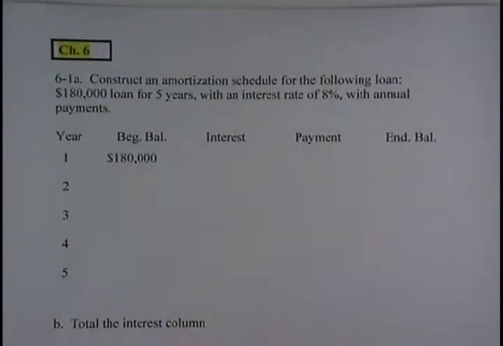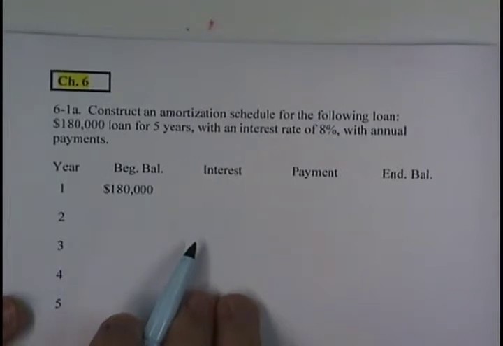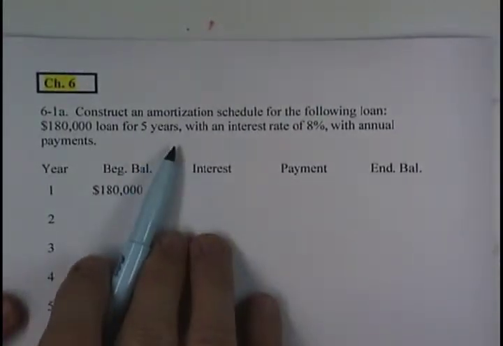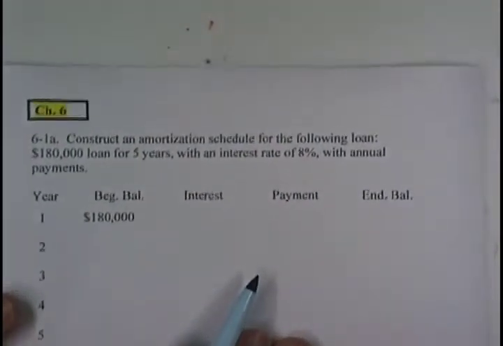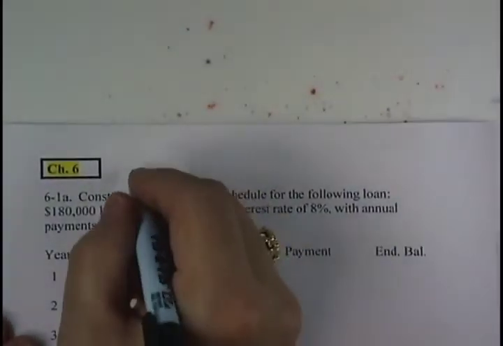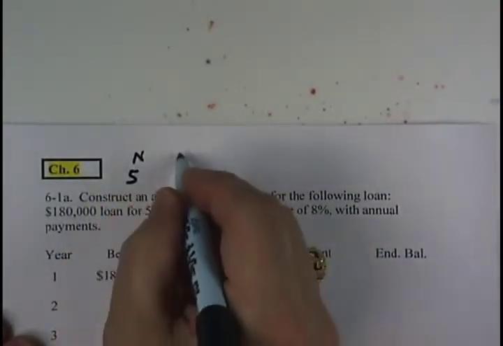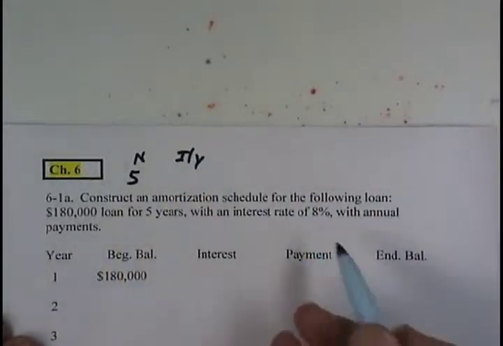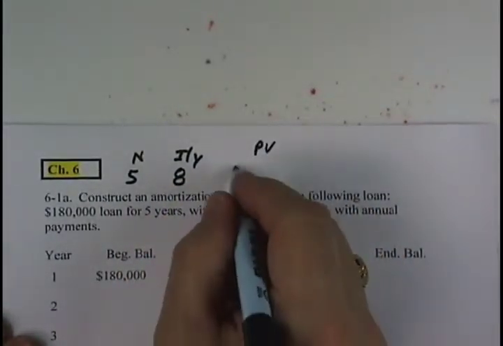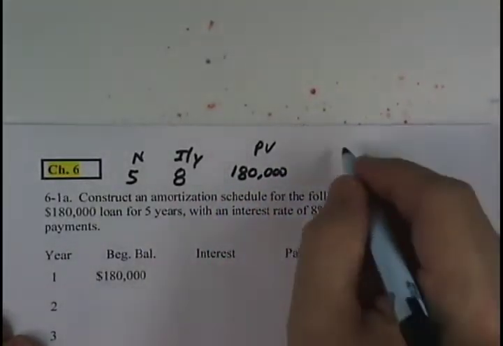The supplemental practice or homework problems for Chapter 6 start with an amortization table with a $180,000 beginning balance with 5 annual payments at an 8% rate. To construct the amortization table, let me first calculate the payment amount on this loan by making 5 annual payments at an 8% rate and borrowing the $180,000 today, which is a positive present value.